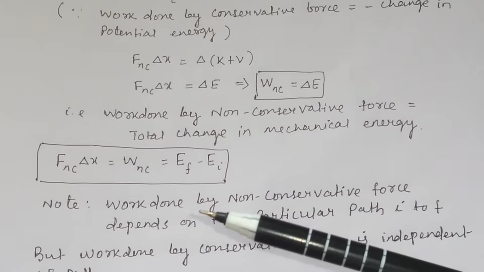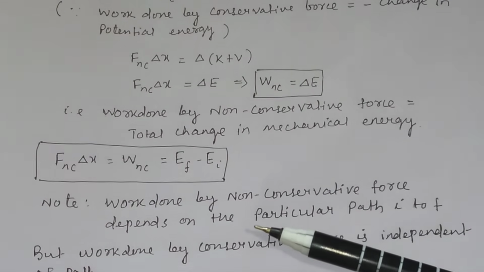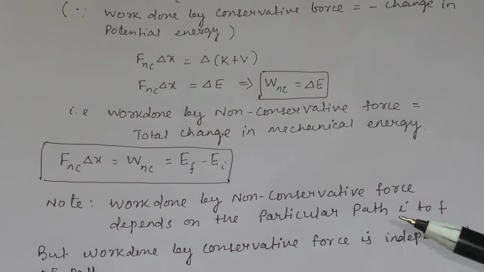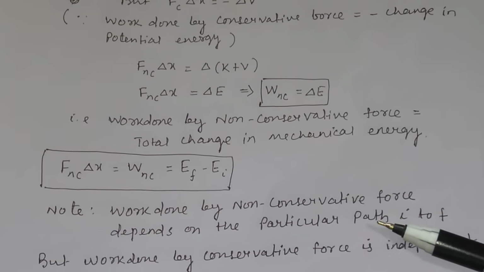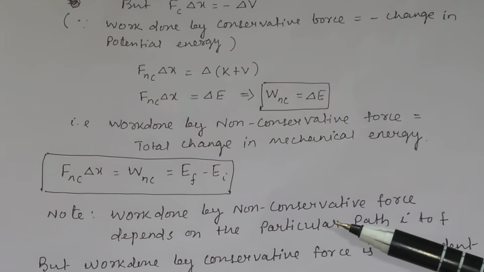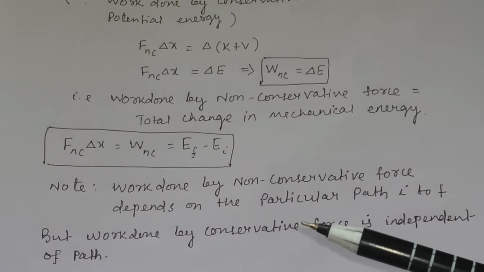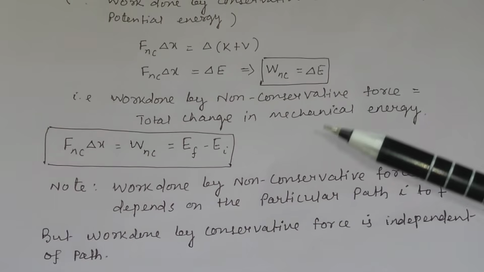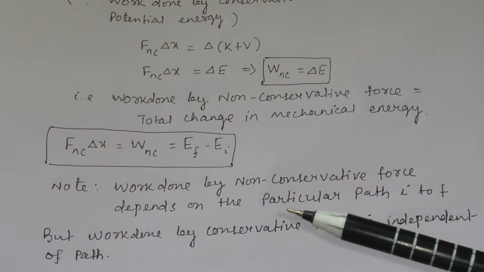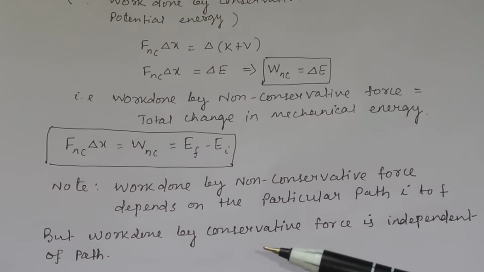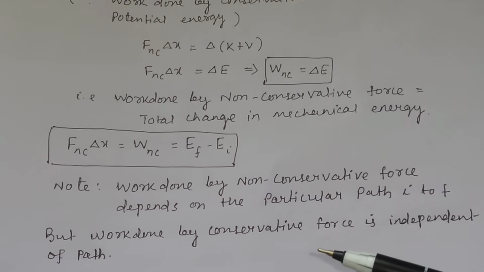So here you should note that the work done by a non-conservative force depends on the particular path, that is, the path you are taking between the initial and final points. But the work done by a conservative force is independent of path. So this is the difference between the work done by a non-conservative force and a conservative force. For a non-conservative force, you should consider the path, and for a conservative force, you should not consider the path, or it is independent of the path. It only depends upon the initial and final points.